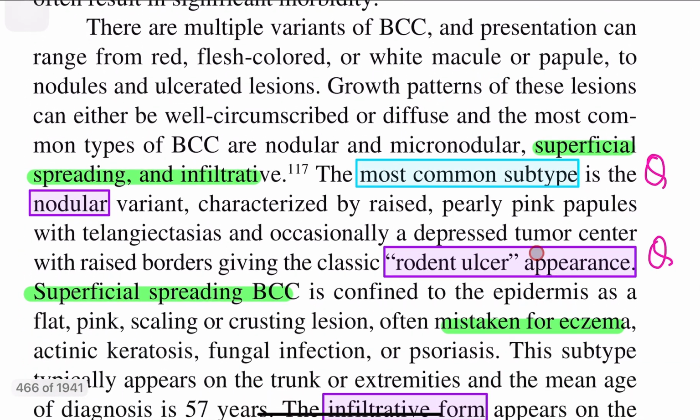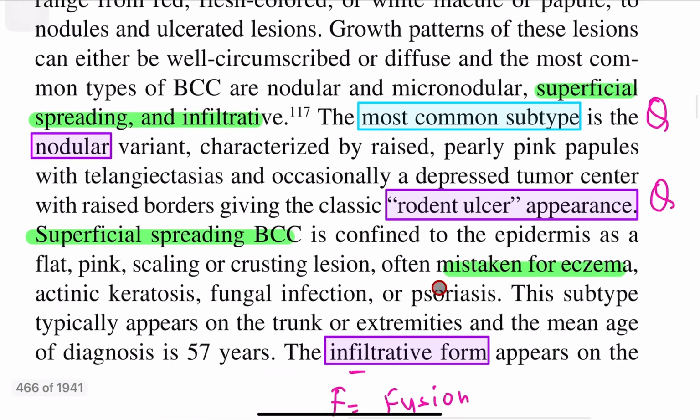And this is also called rodent ulcer. That nodular variety, that was the most common type, also known as rodent ulcer. So this is also asked many times. BCC is also known as rodent ulcer.